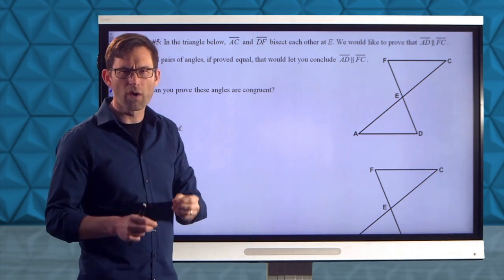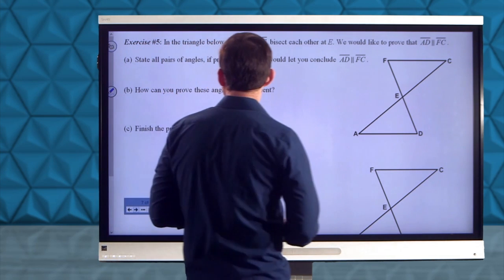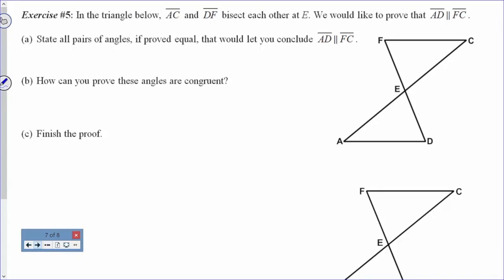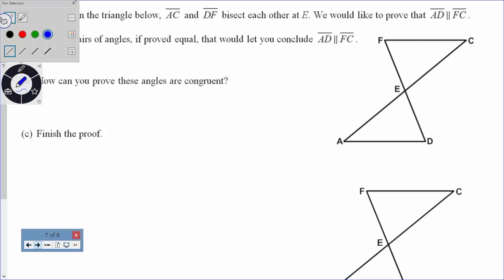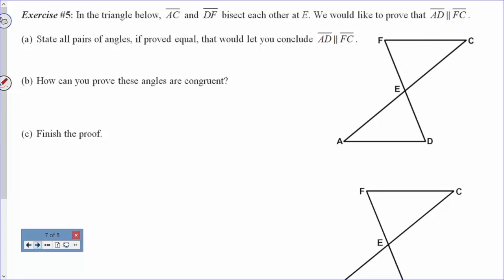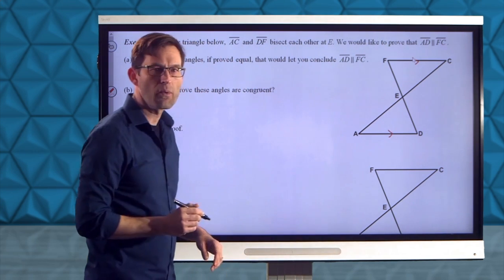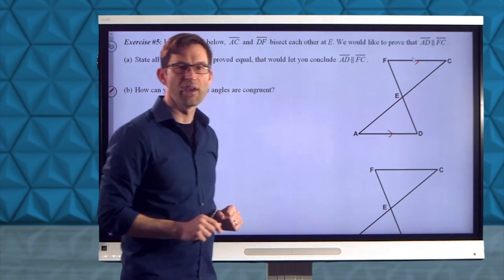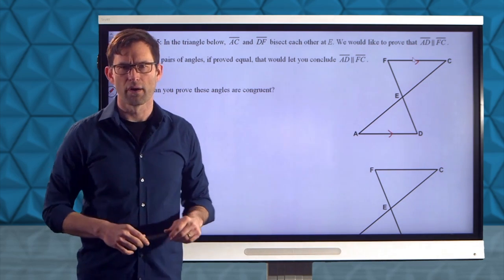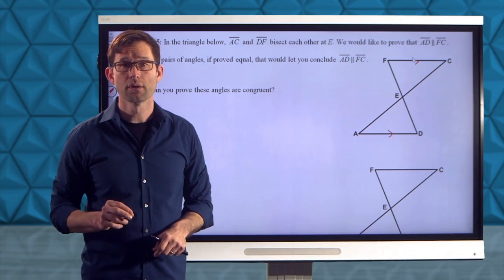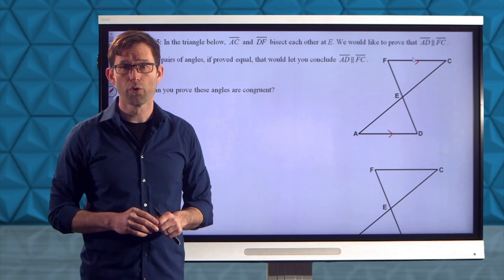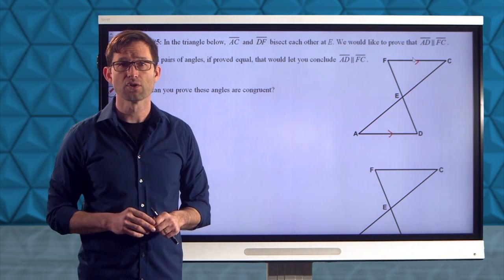So let's walk through this proof together. Letter A. State all pairs of angles, if proved equal, that would let you conclude that AD is parallel to FC. I'm going to mark that thing that we're trying to prove in red, as we often do. Marking things as parallel, oftentimes you use little arrow markings, so I want to prove that FC is parallel to AD. What two angle pairs could we use to prove that these lines are parallel to each other?